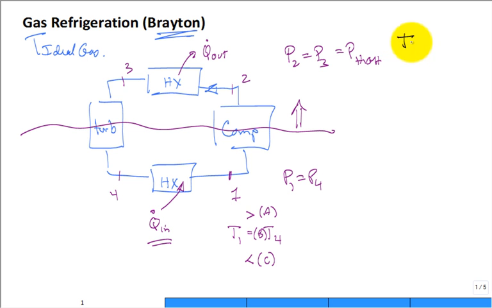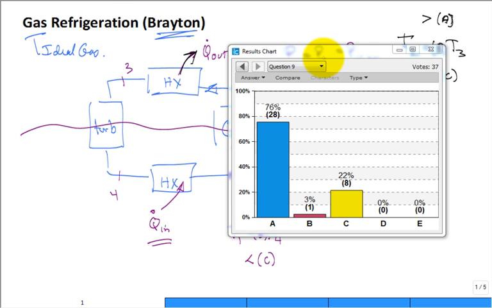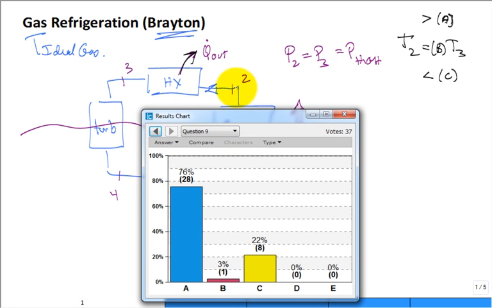I would like to compare the temperature at 2 versus the temperature at 3. Is the temperature at 2 greater than, answer A, equal to, answer B, or less than, answer C? How does T2 compare with T3? All right, we're down to the wire. Well, what's happening here? Heat transfer out. So let's see how well we did. T2 is greater. It's being cooled, is it not? T3 is less.